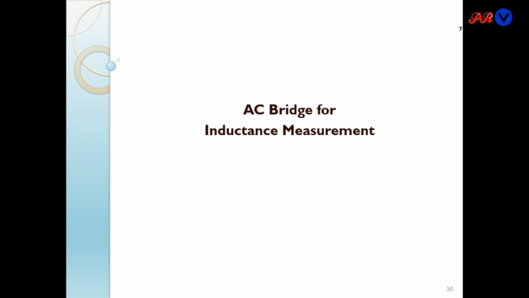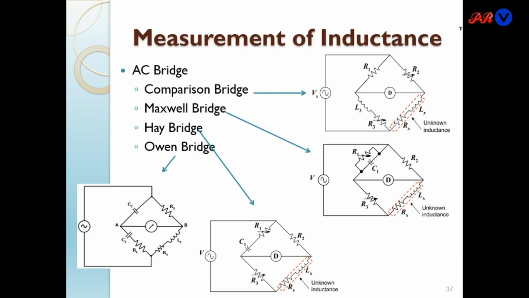In this slide we will measure inductance using AC bridges. There are different bridges that can be used for the measurement of inductance. The first bridge is the comparison bridge, also known as the Maxwell inductance bridge. This bridge is known as the Maxwell bridge or Maxwell capacitance bridge. This is the Hay bridge, and this is the Owen bridge for the measurement of inductance. Different bridges have different advantages and disadvantages. We will study them in the next slides.